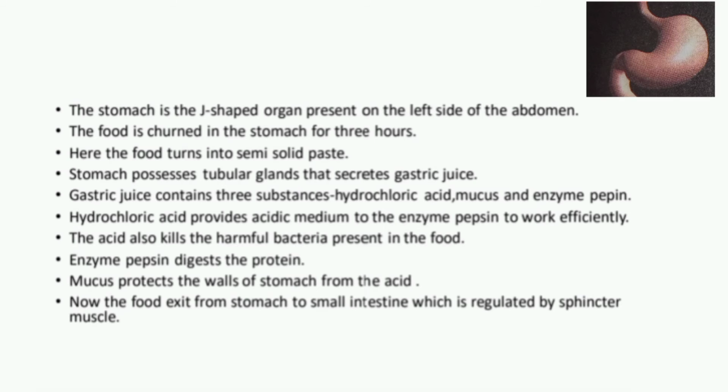The gastric juice contains 3 substances: hydrochloric acid, the enzyme pepsin and mucus. The function of the hydrochloric acid is to make the medium acidic so that the enzyme pepsin can work efficiently. The enzyme pepsin helps in the breakdown of protein molecules into smaller, simpler forms. The mucus helps in protecting the inner lining of the stomach from the hydrochloric acid. Now, the partially digested food then goes from the stomach into the small intestine.